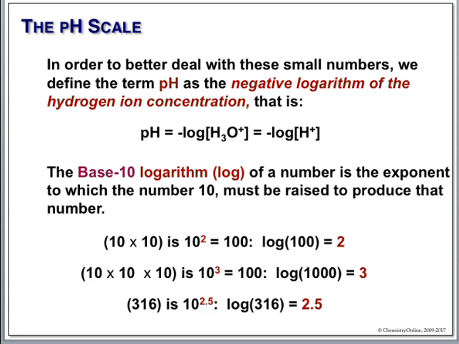Oh, here we go. 10 to the 2.5 is 316. Try this on your calculator. Type in 316 and hit log. You should get about 2.5. Yeah, close. Are we rounding? Yeah, you round it.